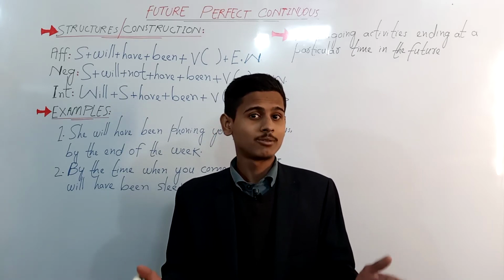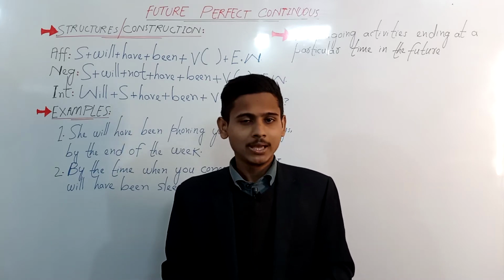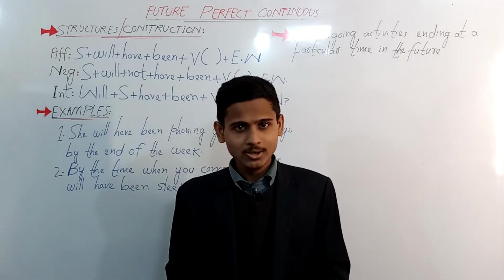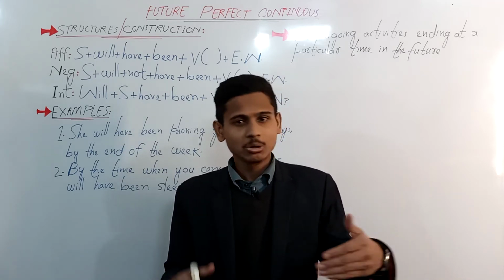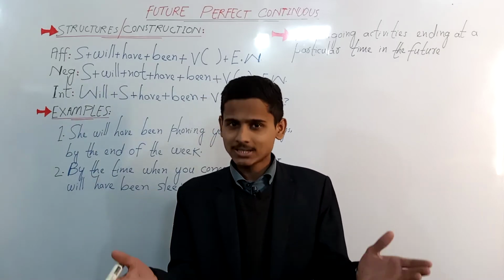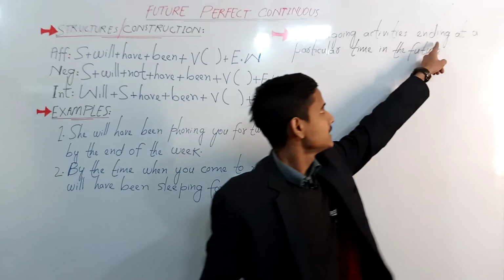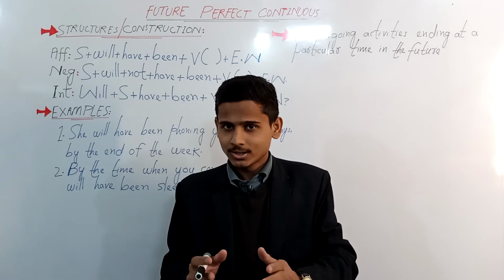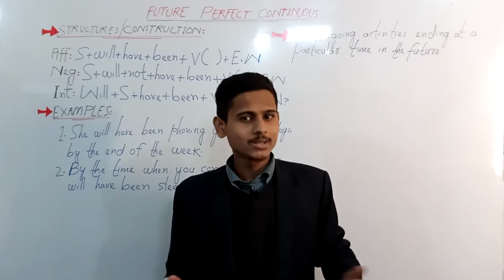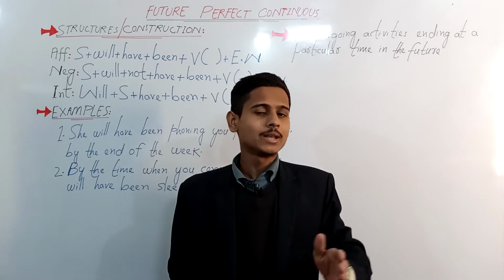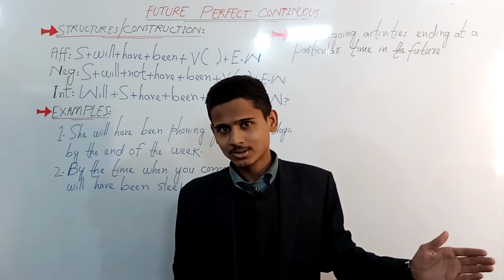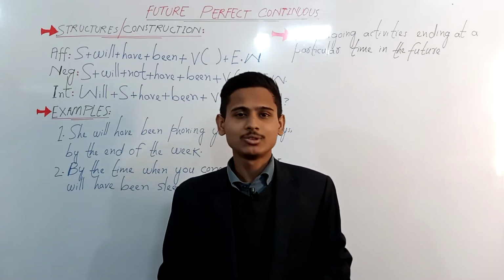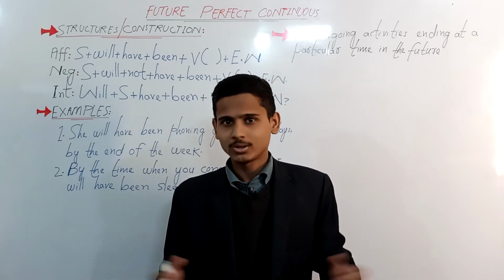Well, what is future perfect continuous or progressive? It is a tense category, as you know. Why do we use it then? We use it for ongoing actions or situations or ongoing activities ending at a particular time in the future. We use future perfect progressive or continuous for ongoing activities, for actions or situations ending at a particular time in the future. This is why we use future perfect progressive or continuous.